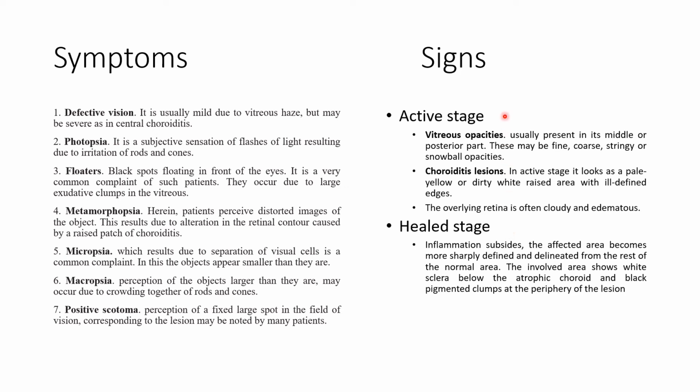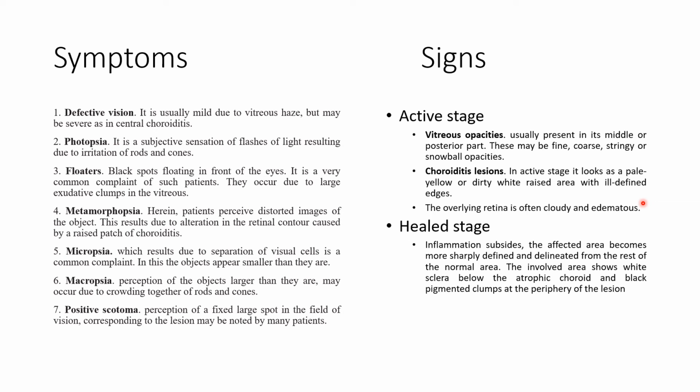So when the disease is active, there may be vitreous opacity, which can be fine, coarse, or large due to exudation. Choroiditis lesions, as we have seen in previous pictures, look like a pale yellow or dirty white raised area, a cream colored area with ill-defined edges, but distinctly discolored from the surrounding retina. And the retina, once it is involved, is often cloudy and edematous, as we have seen in viral retinitis.